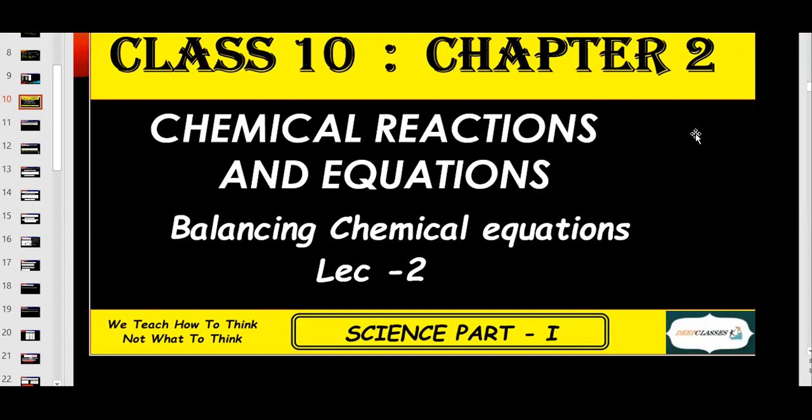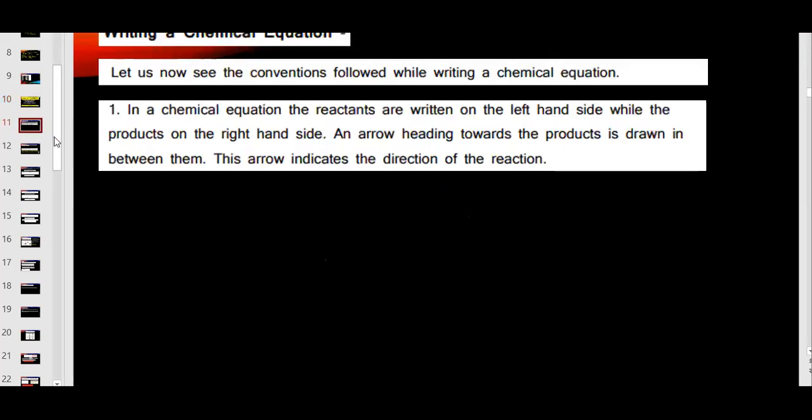And in our previous class, we discussed chemical reactions and equations. That was lecture 1. In today's class, we will discuss how to balance chemical equations. In our previous class, we discussed 5 activities and we wrote reactions, what happens, the reactants and products, all that we discussed. And today we will see what conventions are used while writing the chemical reactions and also how to balance them. Okay, let's begin.